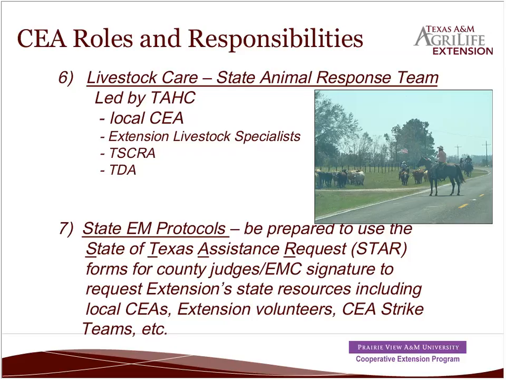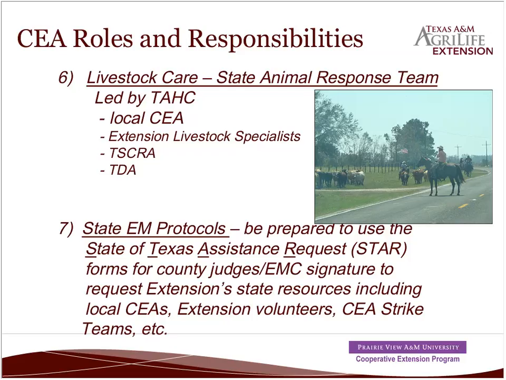Number seven is to understand the state emergency management protocols. Be prepared to use the State of Texas Assistance Request forms. They call them STAR forms. It's a simple form, but it's something the county agents can help draft the language for, to request educational publications from extension at the state level, and a county agent strike team at the state level, or a high-profile 4x4 vehicle from extension to move around in your county when times of crisis are taking place, or an extension specialist of a certain kind that is needed for the county.